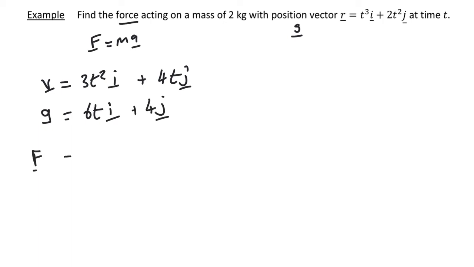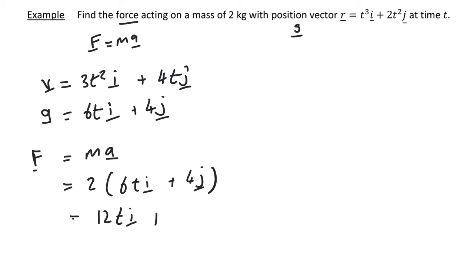So F equals ma, which is going to be 2 times 6ti plus 4j, which is 12ti plus 8j. And that's a force, so the units are newtons.